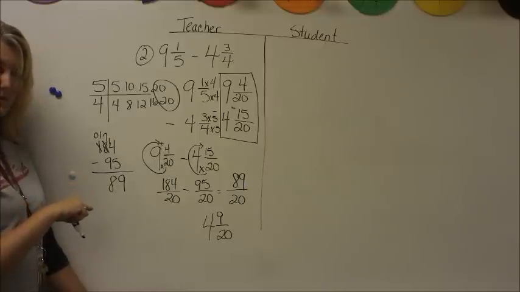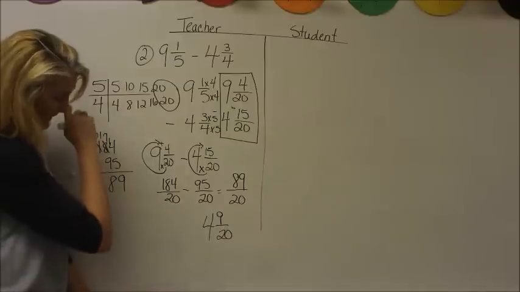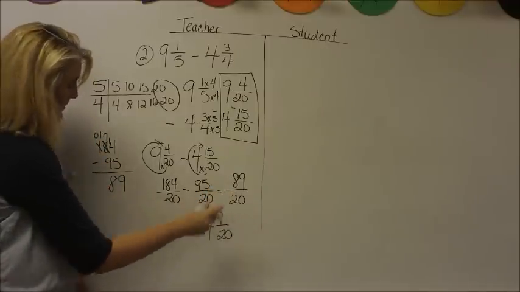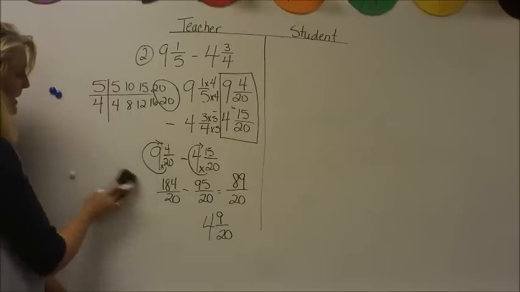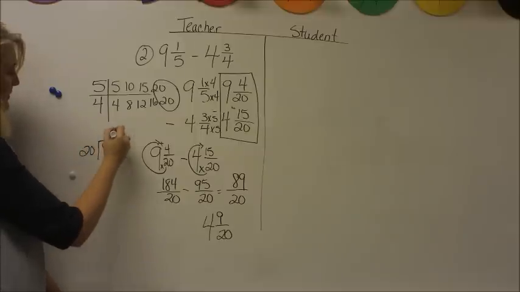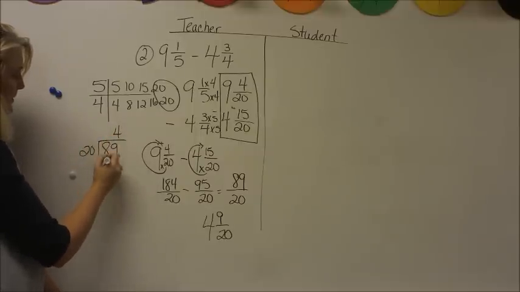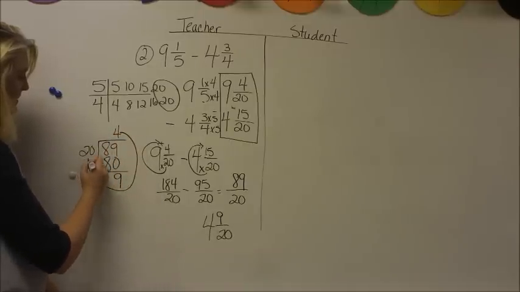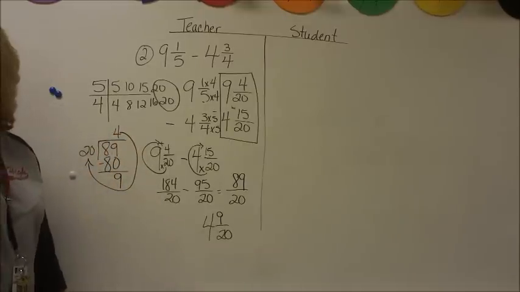Is everything showing up? All right, now, this was improper, so if you need to see the math for that, all I did was 89 divided by 20 goes 4 times. 4 times 20 is 80. Subtract, and you have 9 left over. 4 and 9 twentieths. Okay?